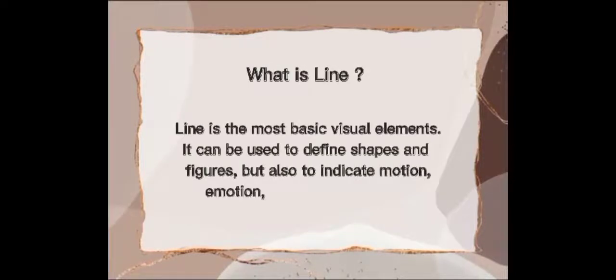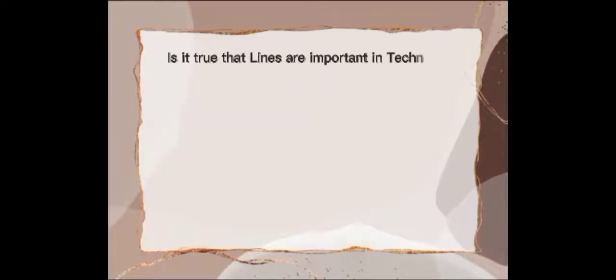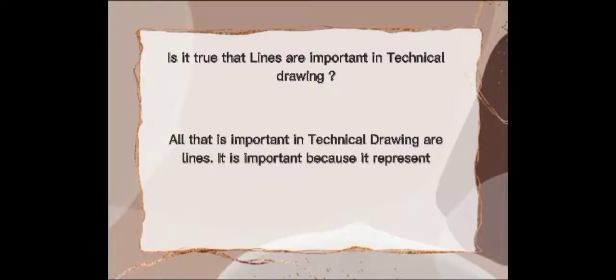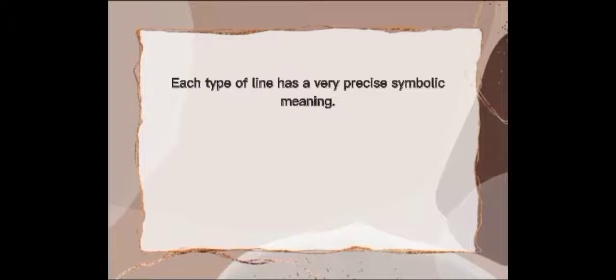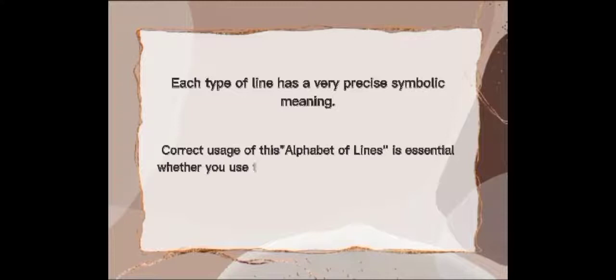Okay, so line is the most basic visual element and it can be used to define shapes and figures but also to indicate motion, emotion, and other elements. Is it true that lines are important in technical drawing? Yes, all that is important in technical drawing are lines. Lines are important because they represent everything in the drawing. Each type of line has a very precise symbolic meaning. Correct usage of this alphabet of lines is essential whether you use traditional drafting method or CAD.